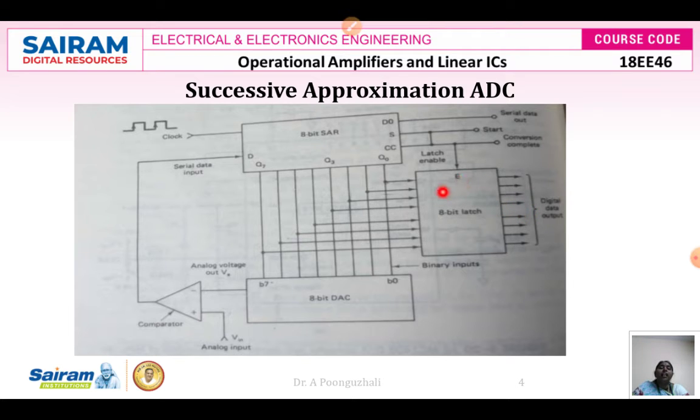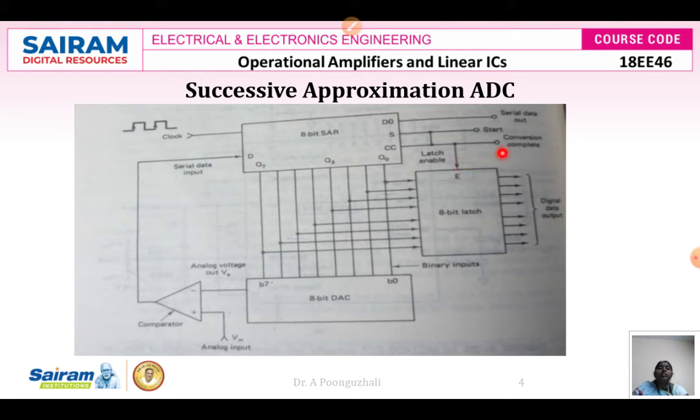So here this latch is going to be enabled by this enable signal. And we are going to have three signals. One is your D0. D0 is going to be the serial data out. So once the conversion is over, your conversion complete signal is activated, which means that it will enable this latch.